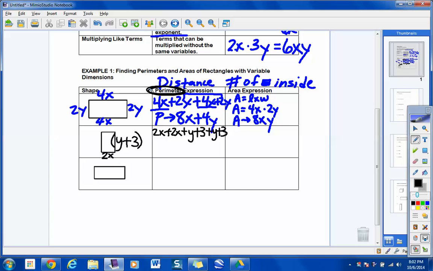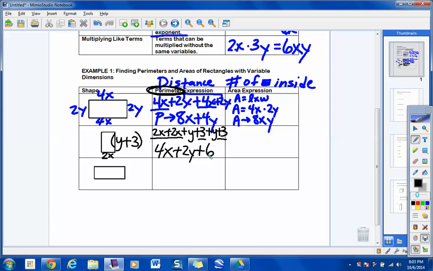So simplest form of this one right here, your 2x and 2x would be a 4x. You've got one y and another y, both positive, plus 2y. Can't put those together under addition. And finally, you've got some constants of plus 3 and plus 3. So the expression for your perimeter in this given rectangle, 4x plus 2y plus 6.